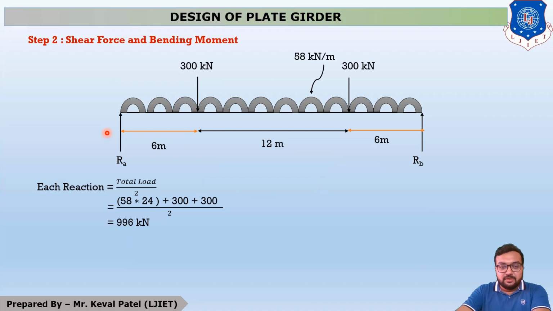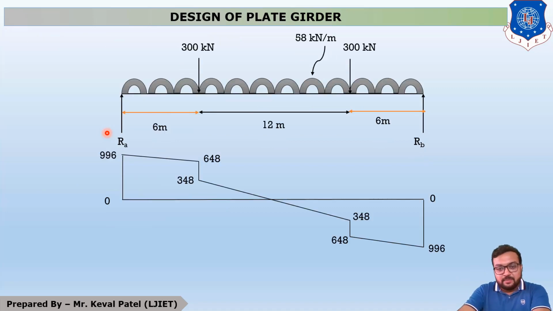So as per data given, our maximum shear force and bending moment will remain the same because the span remains the same, and the load also remains the same as per our example number 1. So our maximum shear force and bending moment are 996 kilonewton and 5976 kilonewton meter respectively. Okay. After our second step, the next step is section selection. It means we have to select a section in such a way that it resists a maximum shear force of 996 kilonewton and a maximum bending moment of 5976 kilonewton meter.